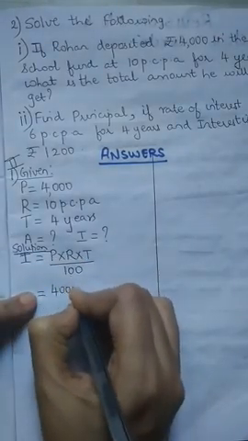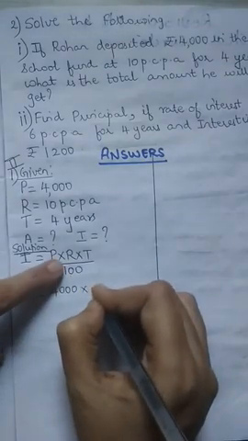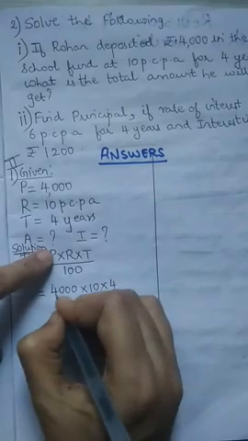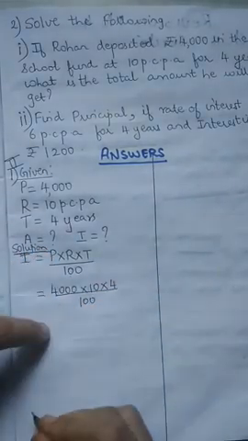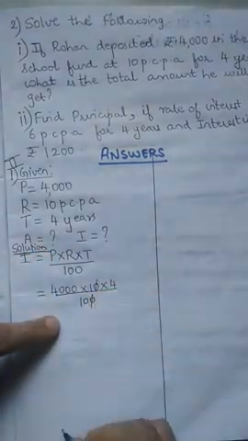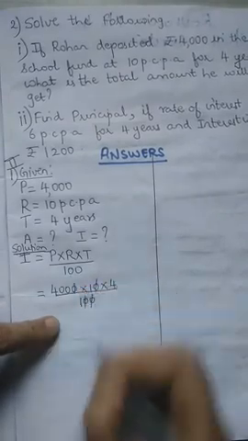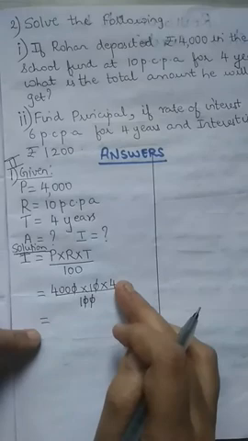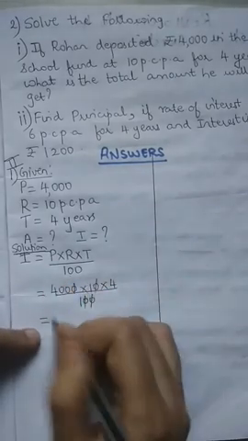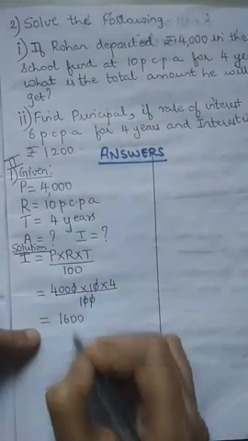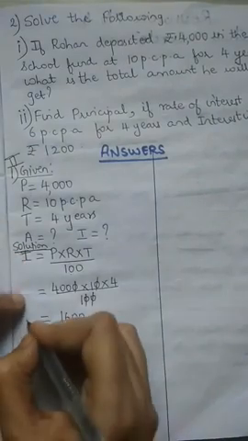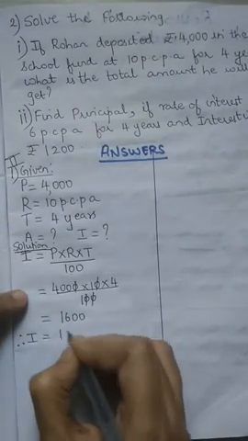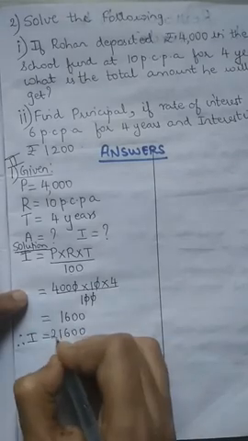4,000 into R is 10 into T is 4 upon 100. Okay, so 0 will get cancelled with this 0, and one more 0 will get cancelled with this 0. So what is left on top now? 400 into 4. 4 4s are 16, and 2 zeros in front of it. Therefore, interest is 1600 rupees.